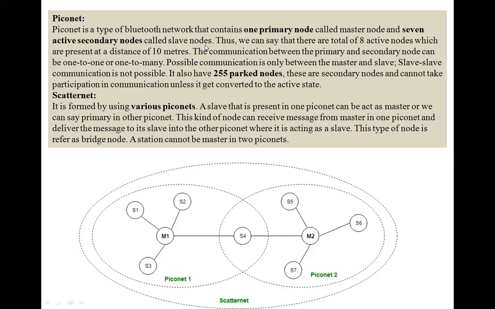This type of node is referred to as a bridge node. A station cannot be a master in two piconets. So this is about the scatternet.